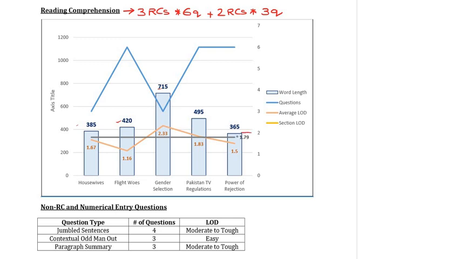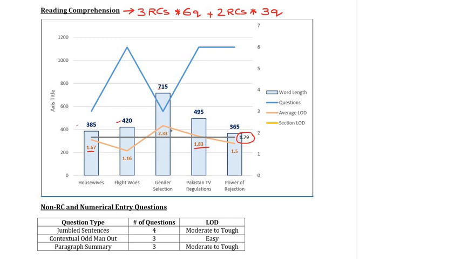Firstly, as we said, the average difficulty of the section was 1.8. So I can observe that there are 2 passages, one on regulations on Pakistani TVs. This was slightly tougher, or I can say more or less at par with the section average. And then there was one on housewives, which was slightly simpler. So these 2 more or less balanced out each other and were at par with the section average.